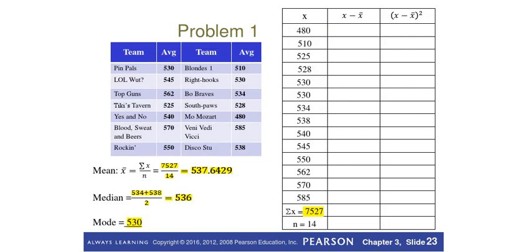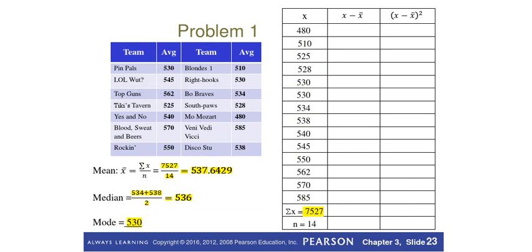Okay, let's see what information you got here. I got a sum of 7,527. Hopefully you did the same thing. The next thing I did was I took my 7,527 and divided it by 14. That gave me 537.6429 as my mean. We're going to use the number 537.64 for the mean right here. We're going to start rounding to the nearest hundredth.